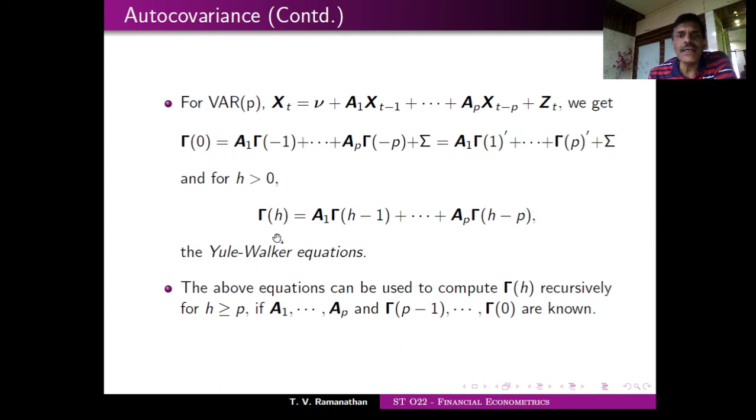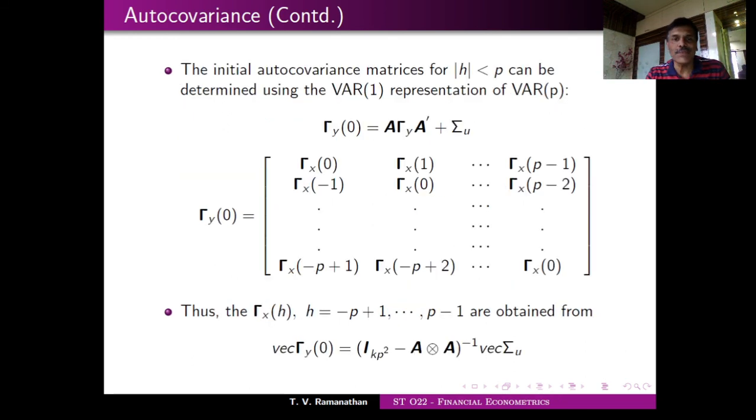Now the same logic is applicable here. If I know gamma h recursively, we can compute it if A1, A2, ..., A_p and gamma p minus 1, etc., gamma 0 are known. I'll be able to get gamma h. So that we have seen in the univariate case, exactly the same thing. Don't divide, but take the inverse. That's the main thing that you should know. So the initial autocovariance matrices gamma h, h less than p, can be determined using the VAR(1) representation of VAR(p).